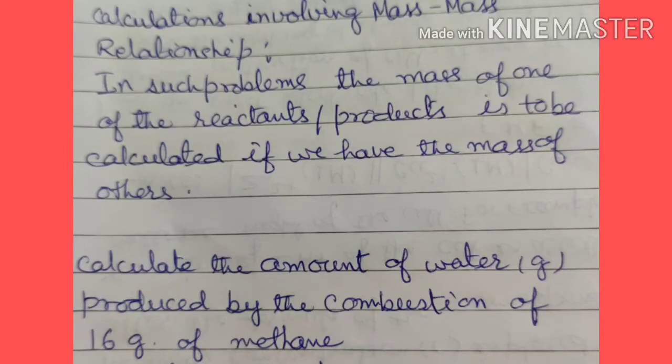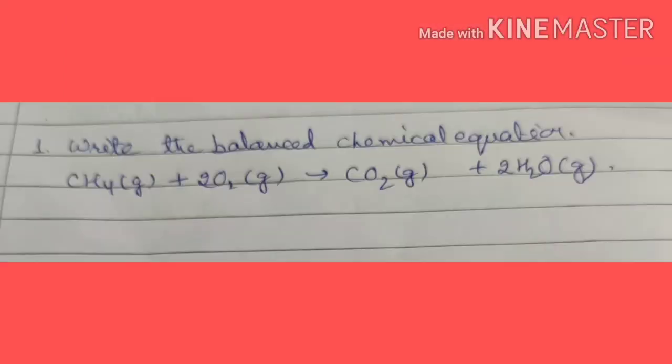Now the example is: calculate the amount of water in gram produced by the combustion of 16 gram of methane. Now in the solution of this question, first write the balanced chemical equation.